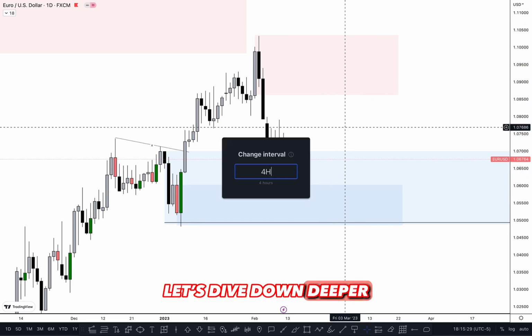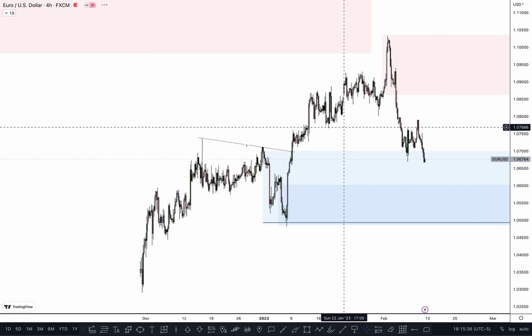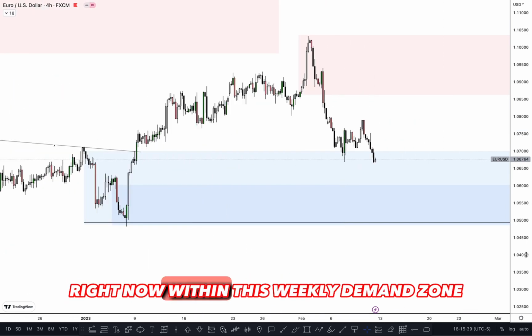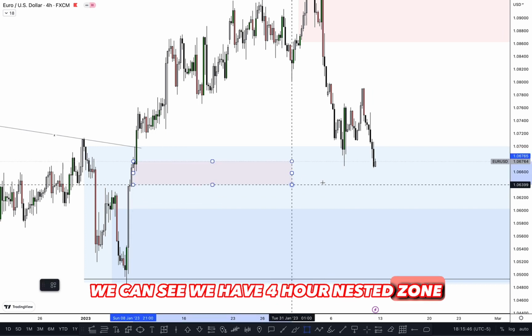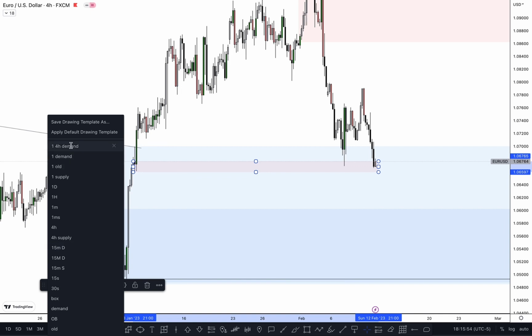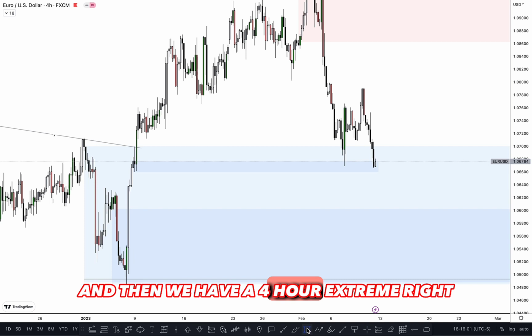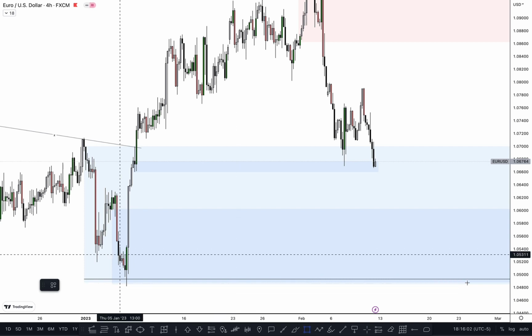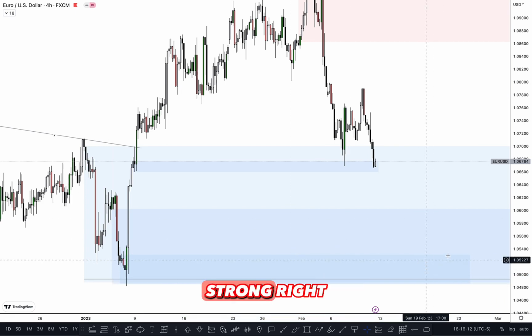Let's dive down a little deeper. Okay, so we're on the 4-hour right now. Within this weekly demand zone, we can see we have a 4-hour nested zone, basically a 4-hour zone within the weekly zone. And then we have the 4-hour extreme, right? Basically 4-hour within weekly and daily. So I would consider this strong, right?